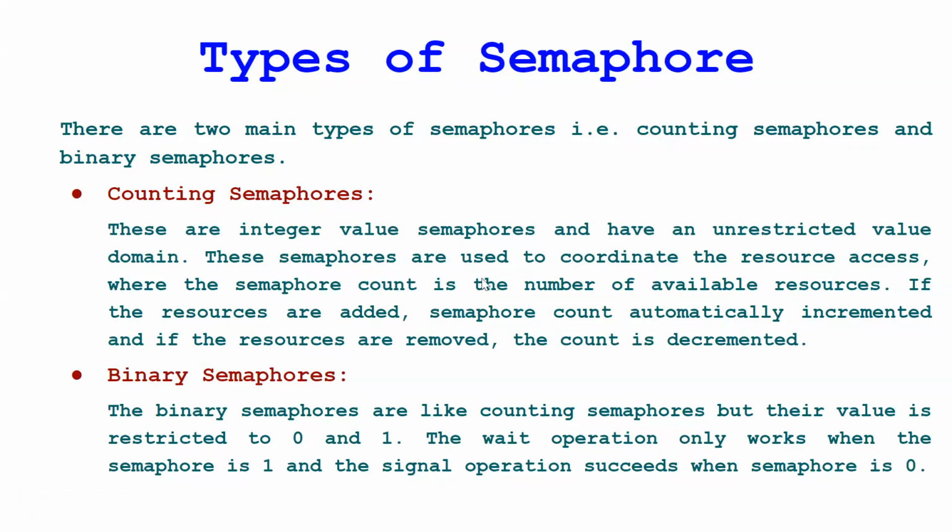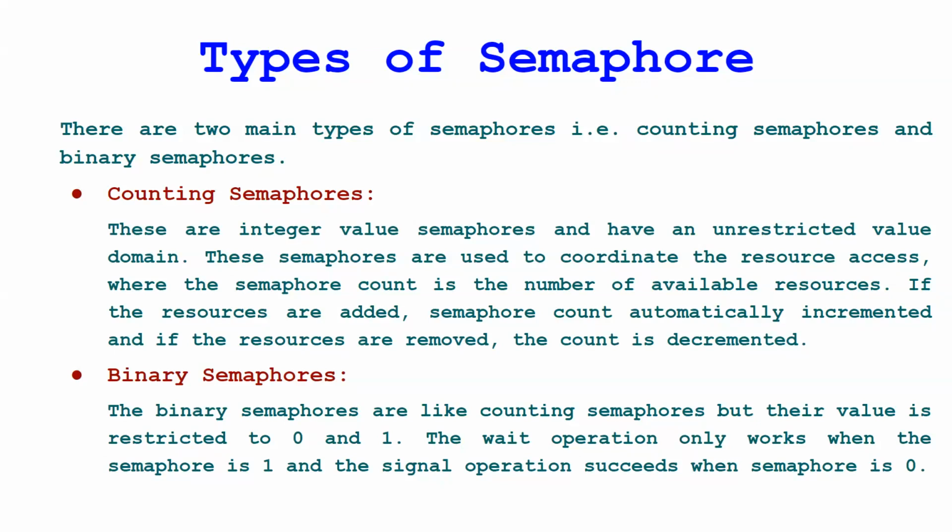So if the count represents the number of resources, in that case you can use the counting semaphores. If resources are added, the semaphore count is automatically incremented, and if resources are removed, the count is decremented. So we'll see one example after this. I have one problem, and to solve that problem we need to use the counting semaphore as well as the binary semaphore. So I'll tell you both semaphore examples.